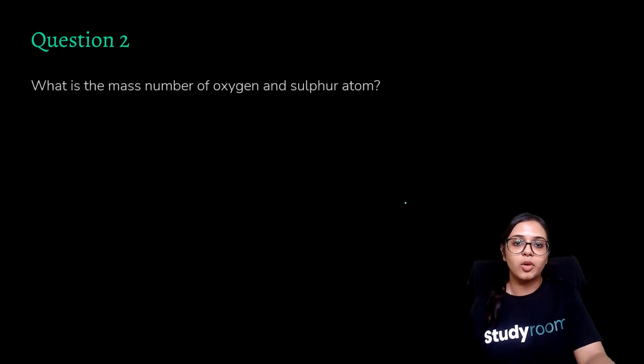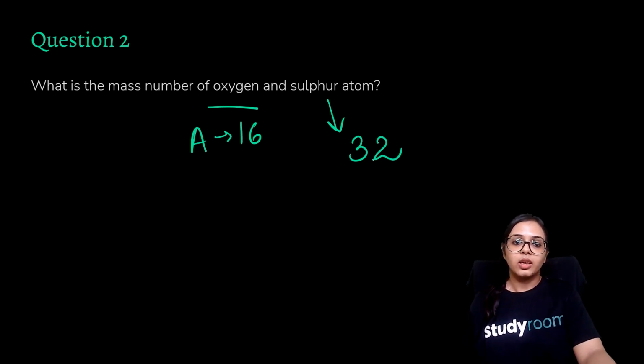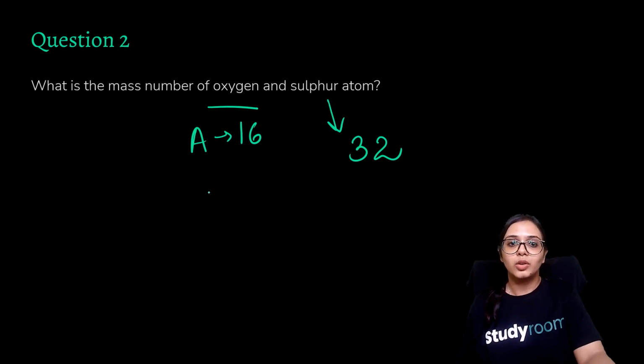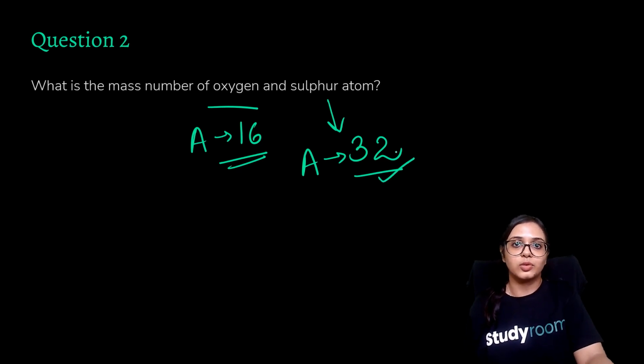What is the mass number of oxygen and sulfur atom? The mass number of oxygen atom is 16, and the mass number of sulfur atom is 32. Mass number is defined as the number of protons plus the number of neutrons. So the number of protons and neutrons in the oxygen atom is 16, that is the mass number, and the number of protons and neutrons in the sulfur atom is 32.